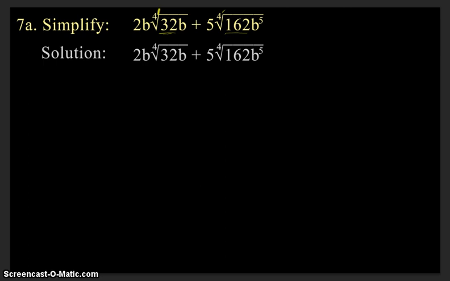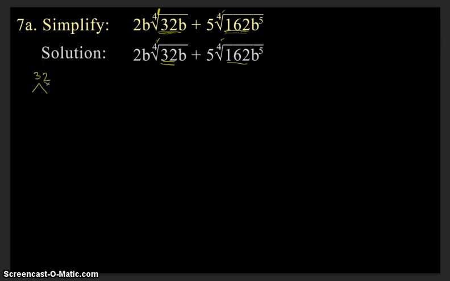So first, isimplify natin yung 32 dito at yung 162. Hahanapin natin yung mga factors nila. Baka merong perfect fourth root dyan. Okay. So, gamit yung factor tree. So, meron tayong 32. Unahin natin si 32. So, ano ba yung factors ni 32?